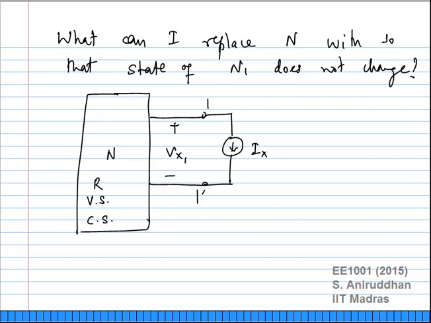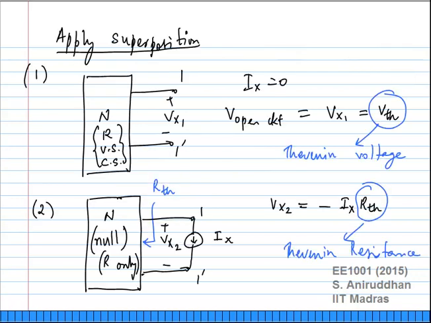In the first step, we would make Ix to be 0 and excite the network with all its internal voltage and current sources. That is this portion. What does that mean? If we set Ix equal to 0, we will get an open circuit between 1 and 1 prime. And if we calculate Vx1, that will give you the open circuit voltage of network N between 1 and 1 prime. Correct?